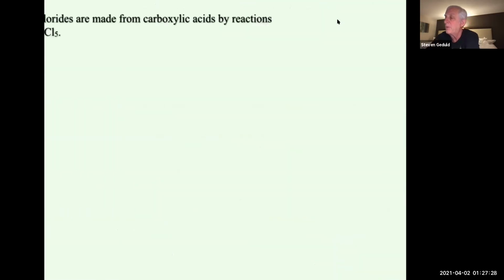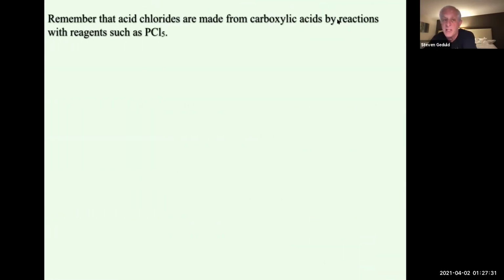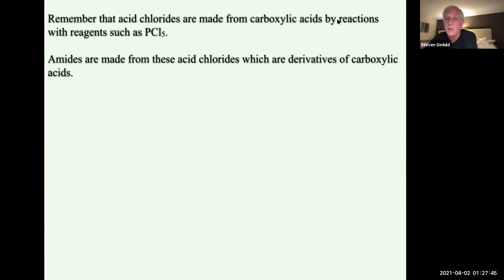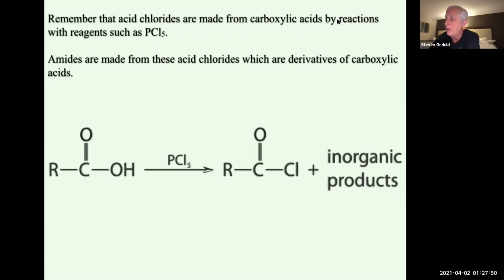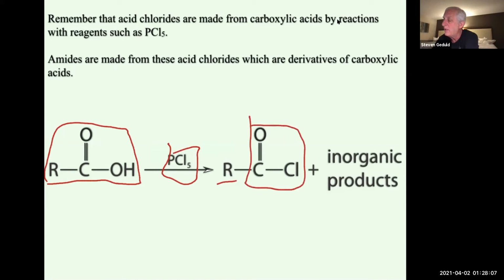Acid chloride is made from carboxylic acids by reaction with PCl5, PCl3, or SOCl2. Any of those will react with the carboxylic acid to produce the acid chloride. Amides are made from these acid chlorides, which are derivatives of carboxylic acid. That's where the carbonyl group comes from. So this is our carboxylic acid. This is a review from last time. It reacts, like I said, with PCl5, PCl3, or SOCl2, and it's going to produce your RCOCl, so your acid chloride, and other inorganic products.